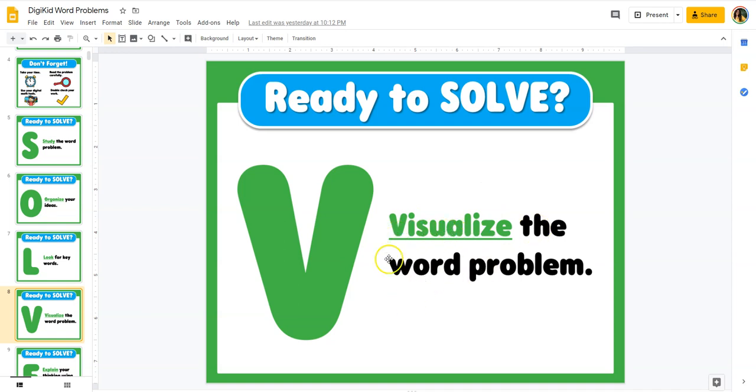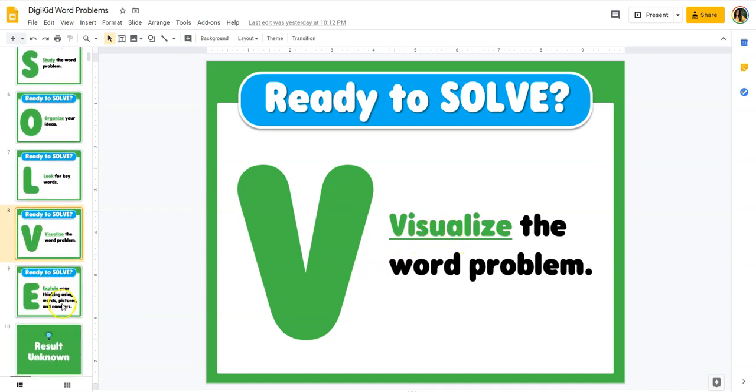Visualize the word problem. So when you're thinking about the word problem and you're reading it aloud and you're thinking about, okay, what is it asking me to do? Make that picture of what the word problem is about. Draw a picture of it in your mind. Maybe it's talking about that there's 4 apples in the basket and then you collect 4 more apples. So picture those 4 apples, picture that basket, and then imagine putting more apples inside of the basket. Visualizing is a really important strategy when you're solving word problems.